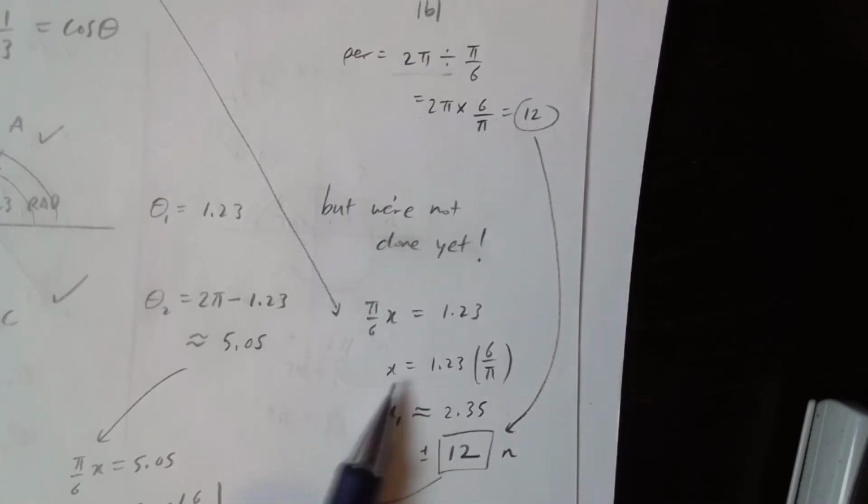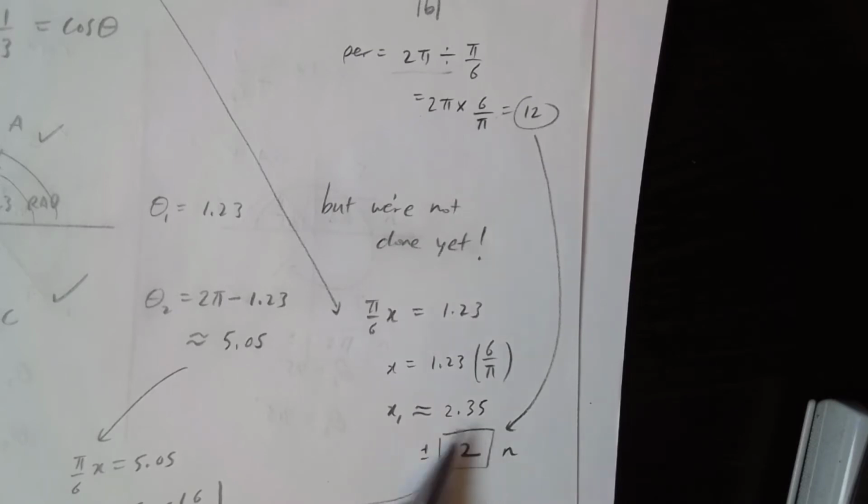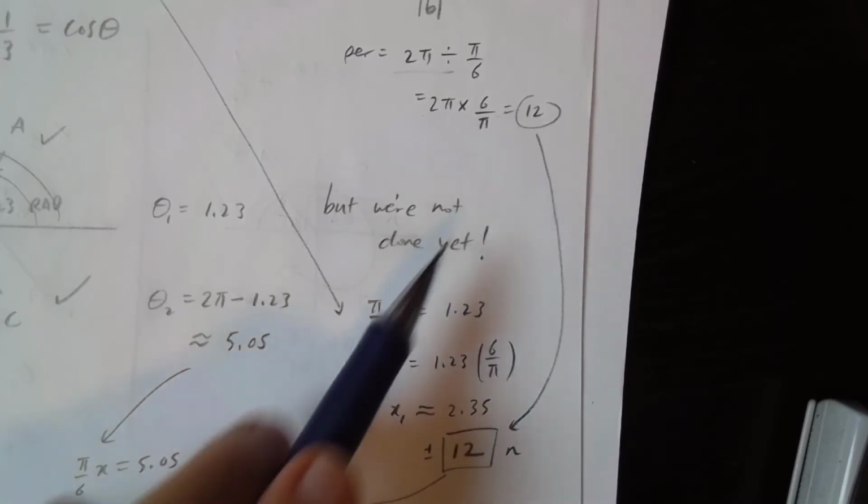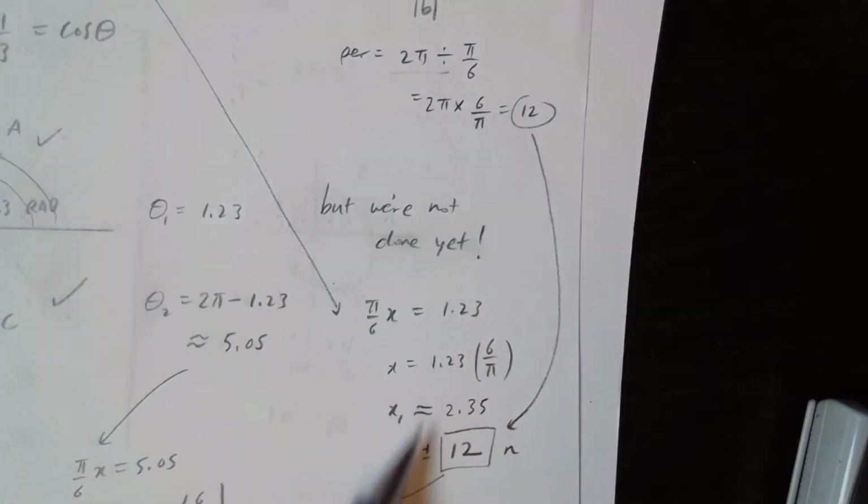Now the general solution is going to be plus minus the period n. Please do not make the mistake of writing 2πn. People always think the general solution is 2πn, but the general solution is plus minus the period n, and we previously figured out that the period was 12. This is a very common cause of mistakes, so be careful.